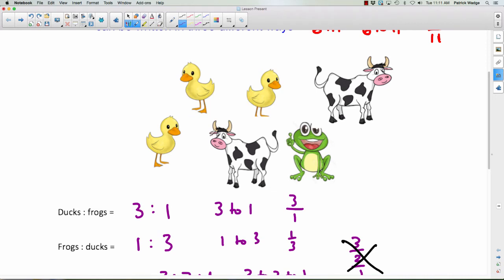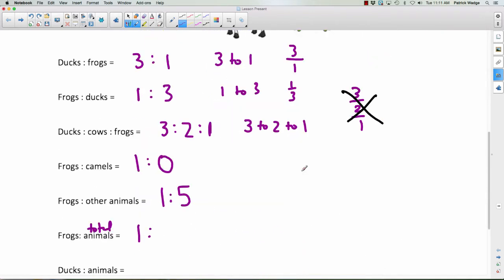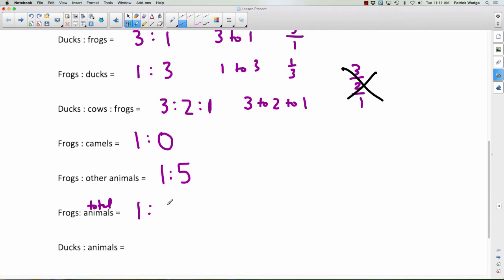So we actually have 1, 2, 3, 4, 5, and 6. Come on, frog, get 6 fingers up there. You've got 6 animals total. So this ratio would actually be 1 to 6.